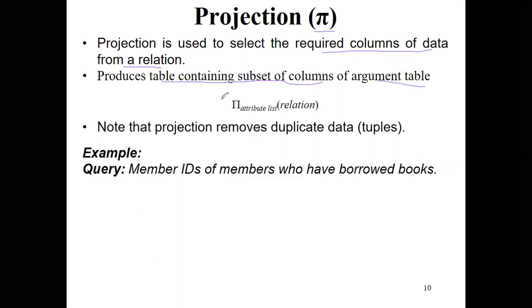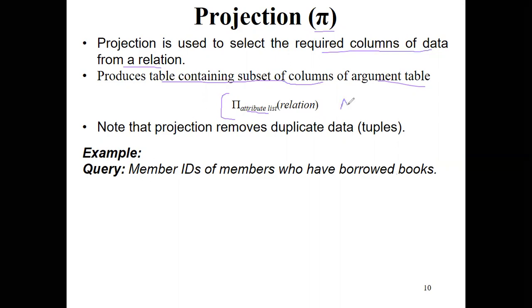So what is the syntax for the projection operation? We use the pi symbol, and we have to write the attribute list. Projection means we are retrieving columns from the relation. So which columns I have to retrieve, that I write here as the attribute list. Then I write the relation name. It can be in brackets or without brackets, no issues. But I have to write it like this, pi.